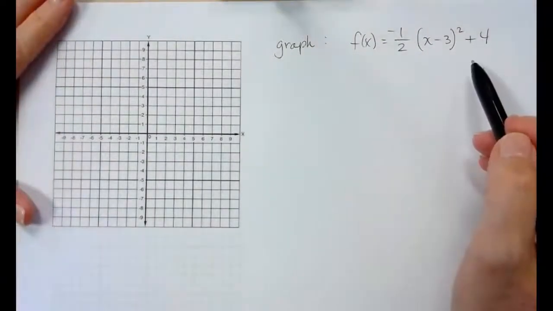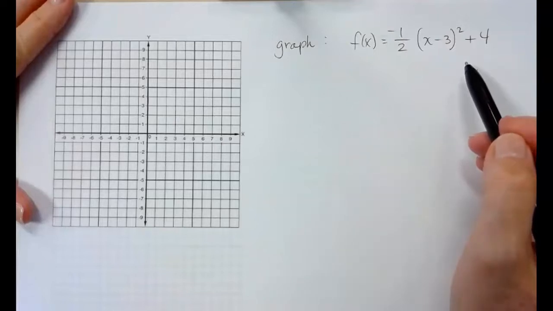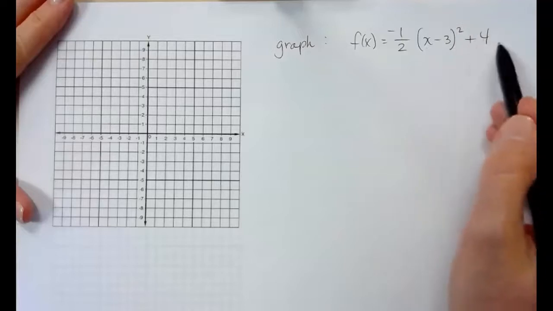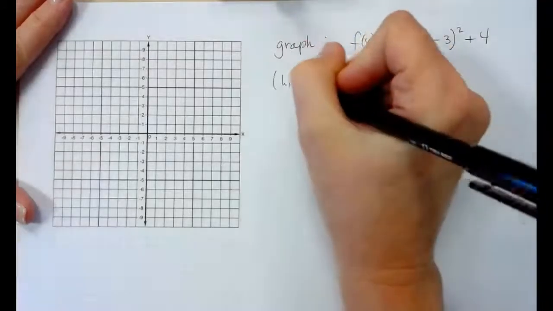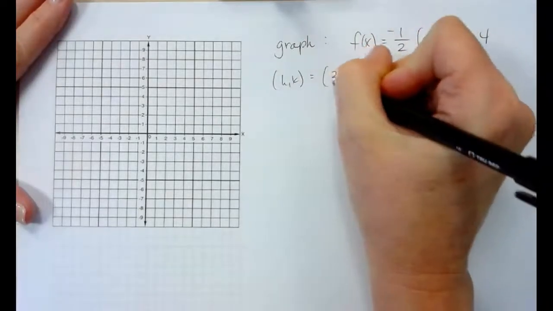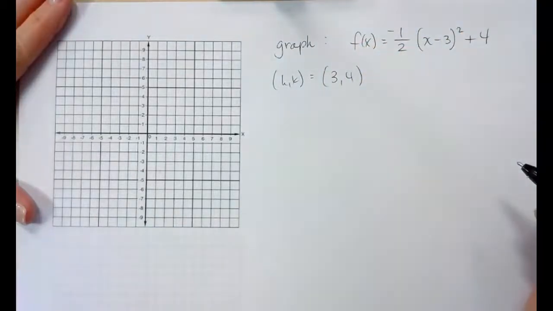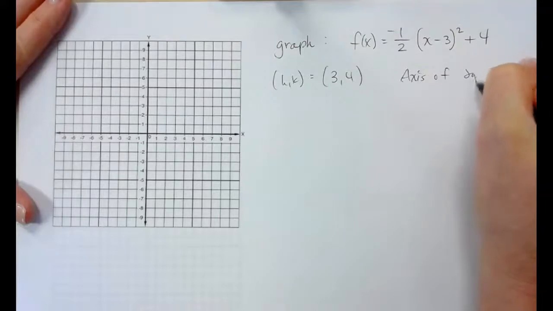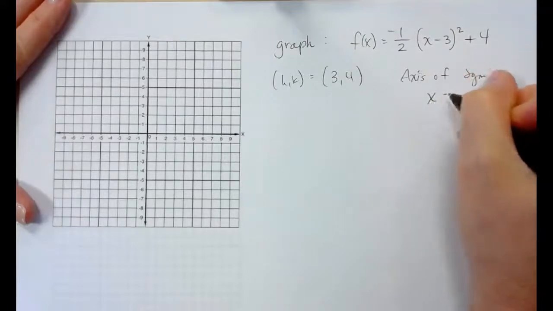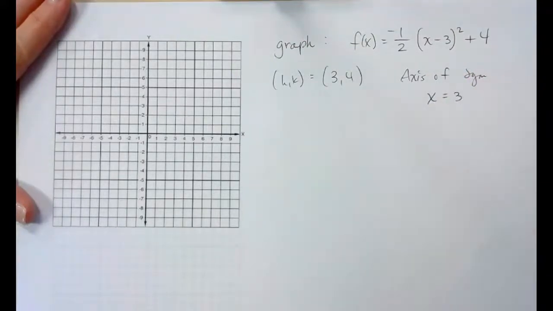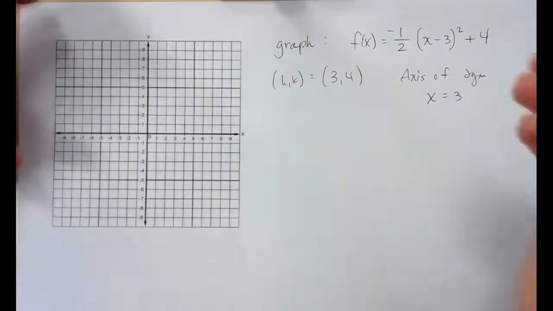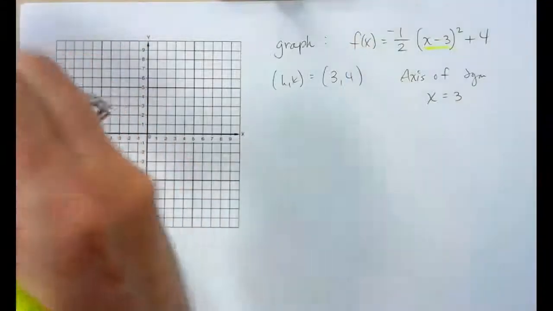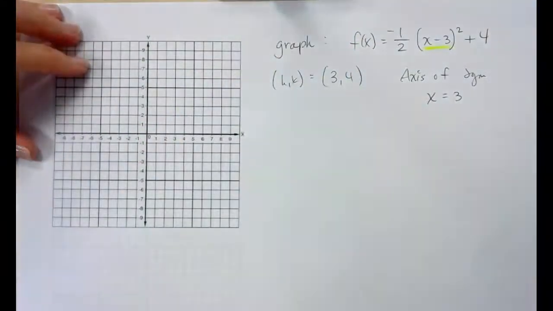If we have this function, f of x equals negative 1/2 times the quantity x minus 3 squared plus 4, we can see that our vertex is at (3, 4). If our vertex is at (3, 4), then our axis of symmetry is at x equals 3. Remember, if you want to know where the vertex is, or your horizontal shift for that matter, take that expression and set it equal to 0.